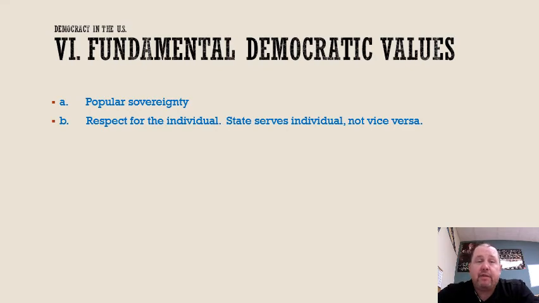We believe in the respect for the individual. In fact, when we get into a different unit and we talk about ideals and political beliefs and things of that nature, we'll talk about this in more detail. But for the most part, in the American system, the American structure, we believe in individualism, right? We believe that it's the role of the government to serve the people, not the role of the people to serve the government. That's what we're supposed to believe. We'll talk about that more in a later unit.